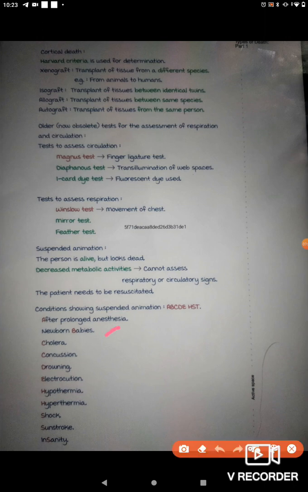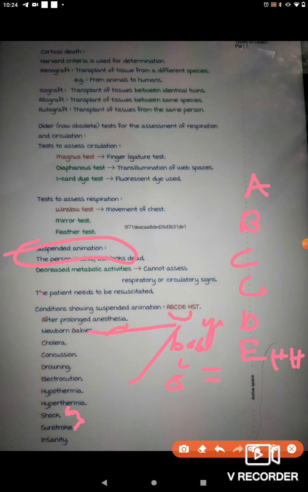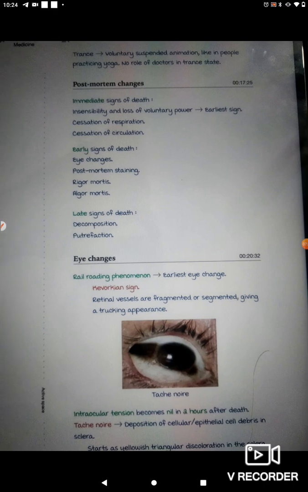So in which conditions does the person look dead? After prolonged anesthesia, in the newborn baby, in cholera, in concussion, after hyperthermia or hypothermia, in drowning or electrocution, in the state of trance, or shock due to sunstroke, and insanity. In these, the person looks as if he is in a state of suspended animation.